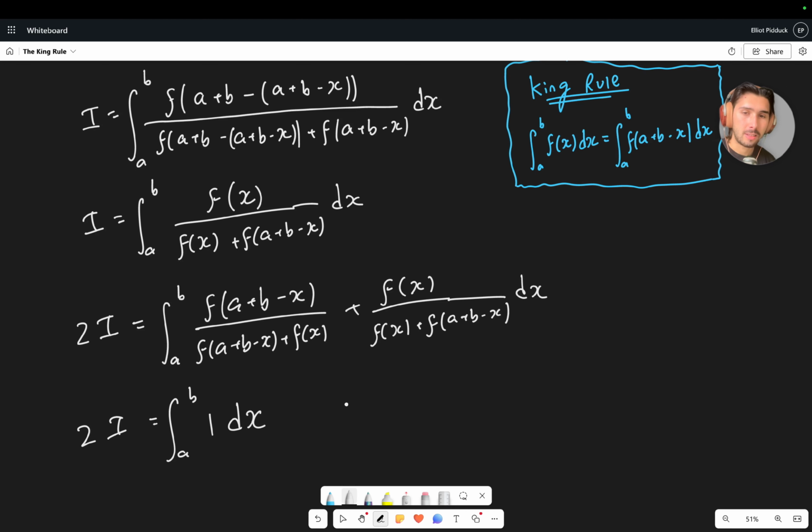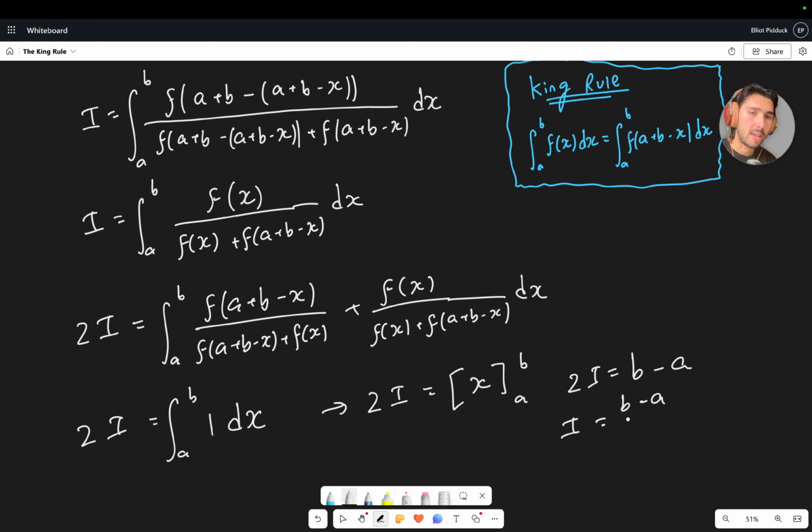Hopefully that makes sense. And that means that 2I is equal to the integral from a to b of the number 1, which integrates to x, and then we evaluate it between a and b. So we've got that 2I is equal to b minus a, which means that I does indeed equal (b - a) divided by 2. And that's really cool.